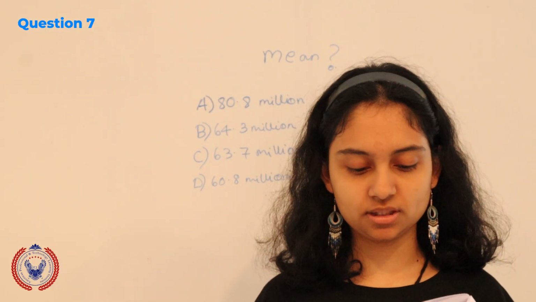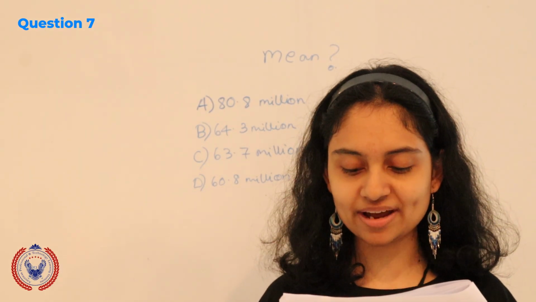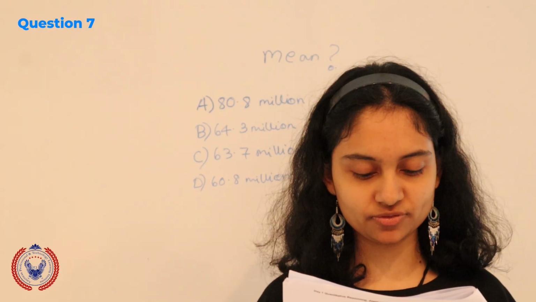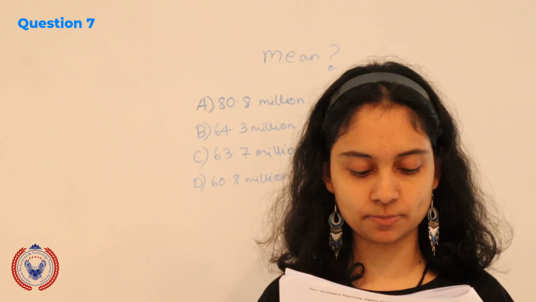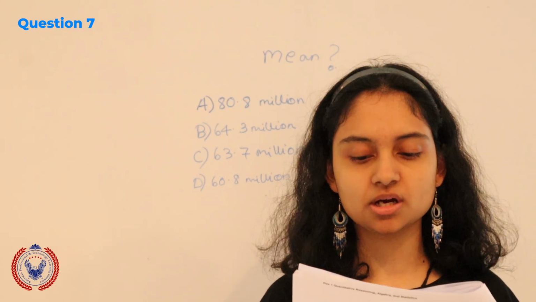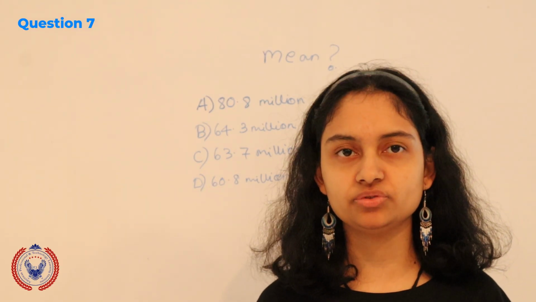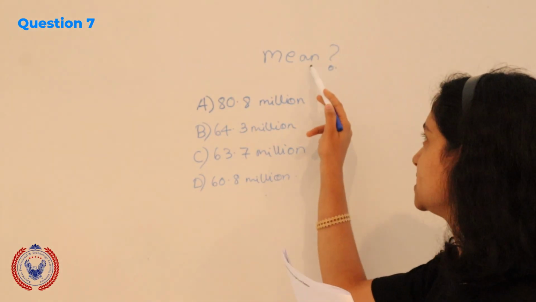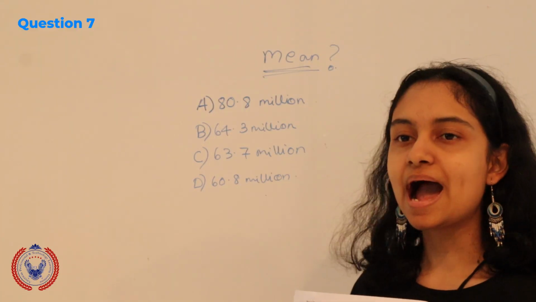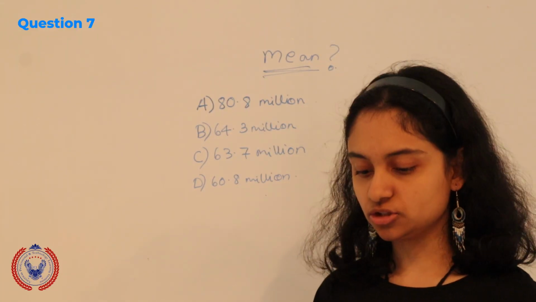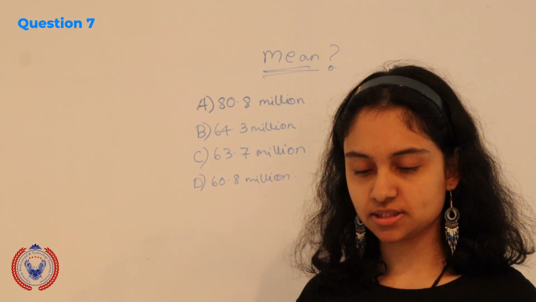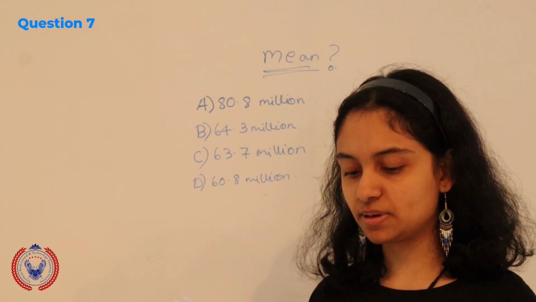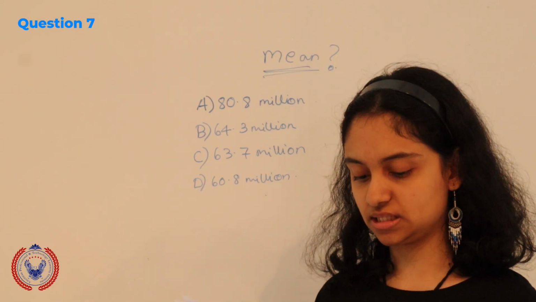Question number 7. The table gives the population of the 5 largest countries in the European Union in the year 2014. Which of the following is the closest to the mean population of these countries? Okay, the first thing that we need to realize is that there's a table given. And the most important word here is the mean. So, how to find the mean? We need to add up all the numbers given in the table, and then later on, we need to divide it by the number of countries given in this case.